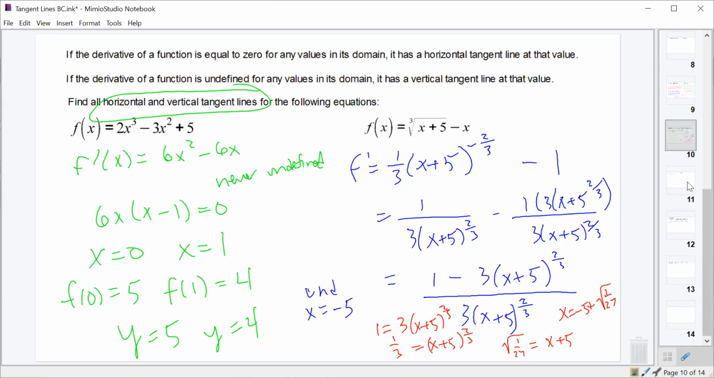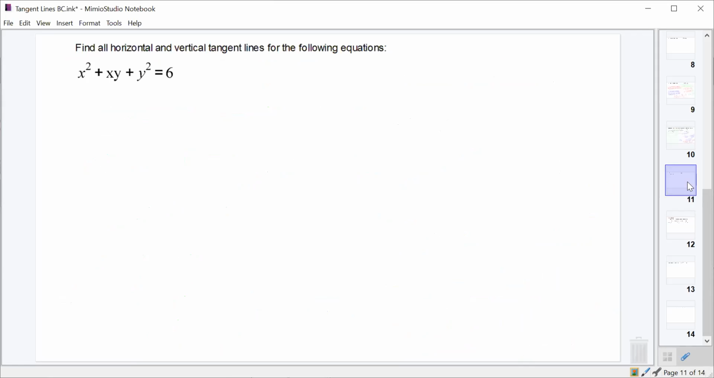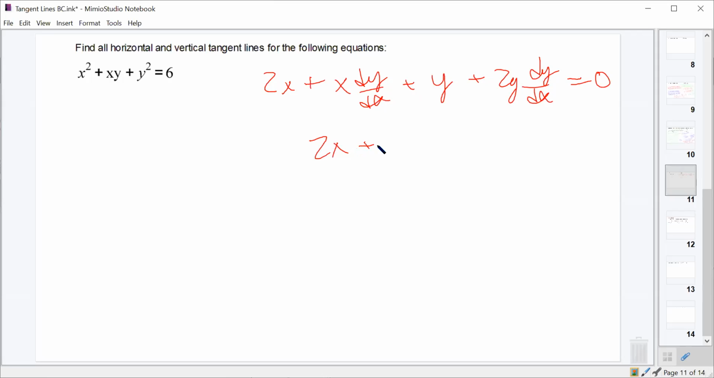All right, cool. What about for something like this nice, easy, implicit equation? Take our derivative, right? 2x plus product rule on that, x dy dx plus y plus 2y dy dx equals 0. And solve for dy dx. So we got 2x plus y. On this side, if we bring those over, negative x minus 2y, we divide by.